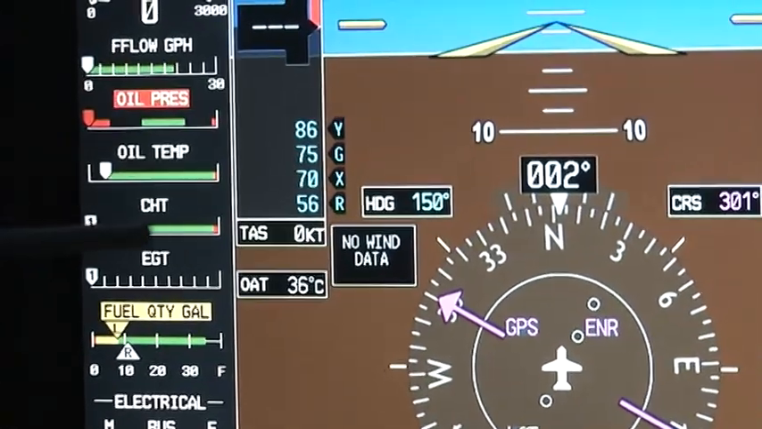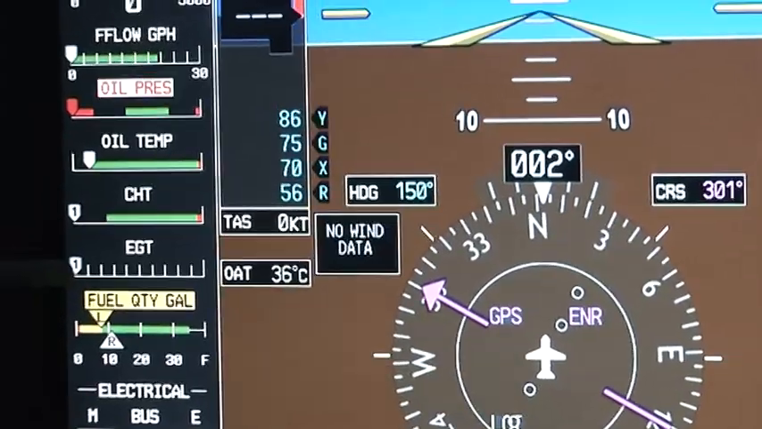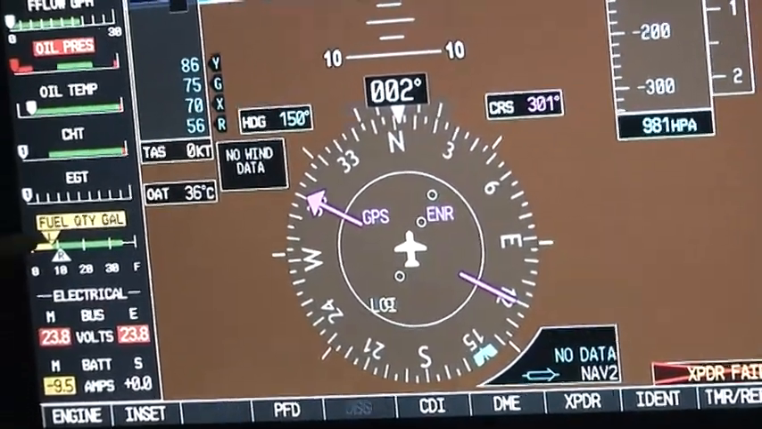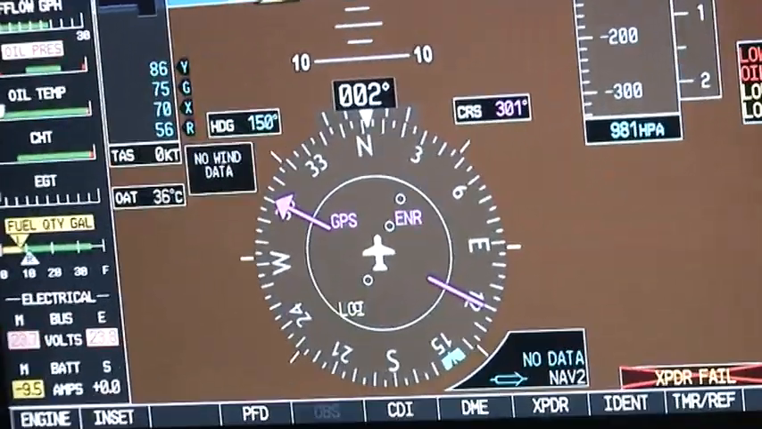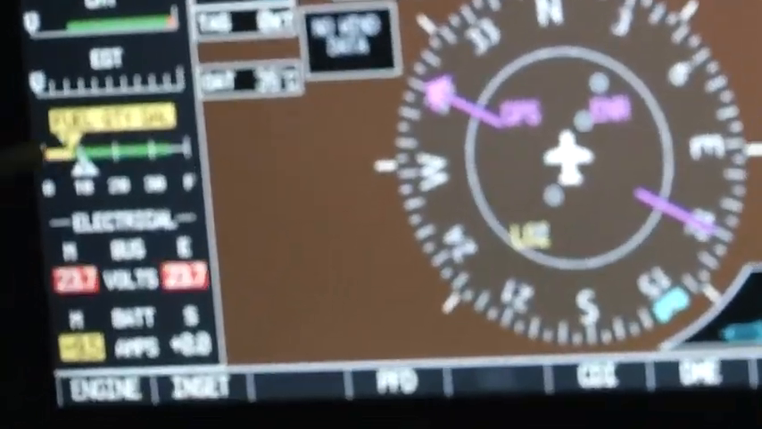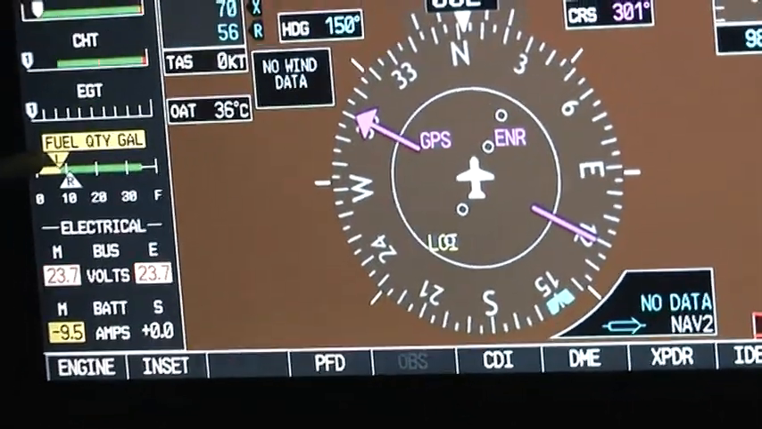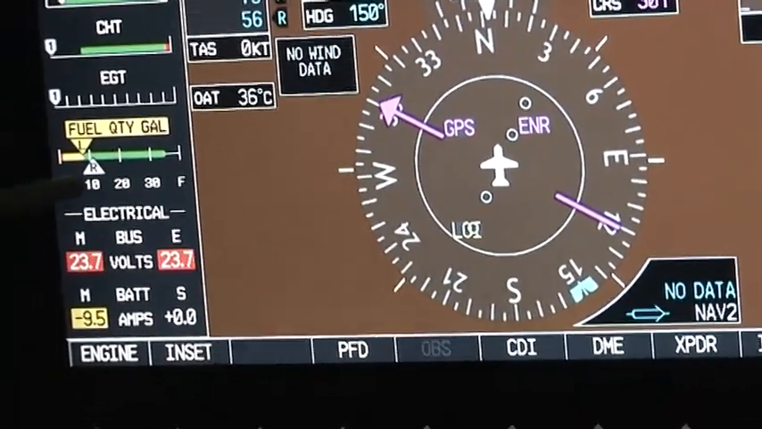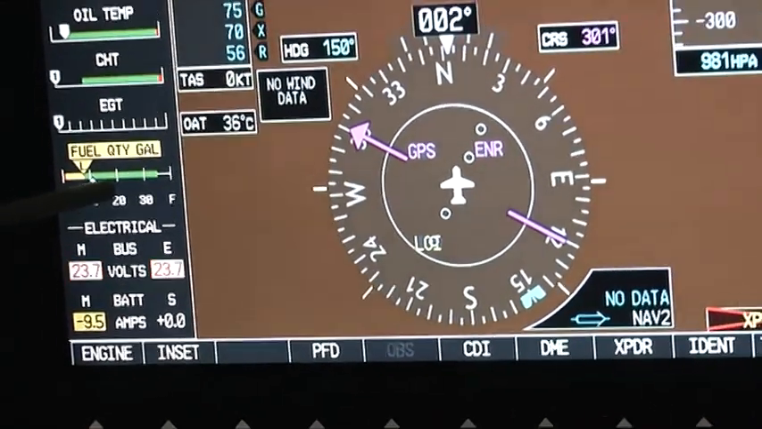Then next is the cylinder head temperature gauge. This is the CHT gauge. After that is the EGT gauge, that is the exhaust gas temperature gauge. Next we have the fuel quantity gauge. You can see there are two bugs here, one on the top, one on the bottom. One indicates the left tank, one indicates the right tank. On the top bug, L is written, in yellow, which indicates the left tank. On the bottom bug, R is written, which indicates the fuel quantity in the right tank.